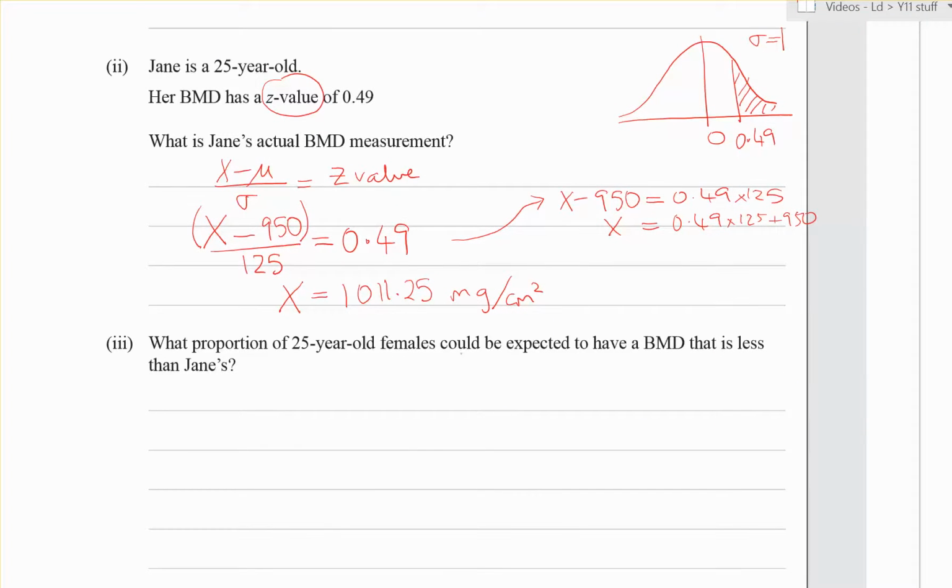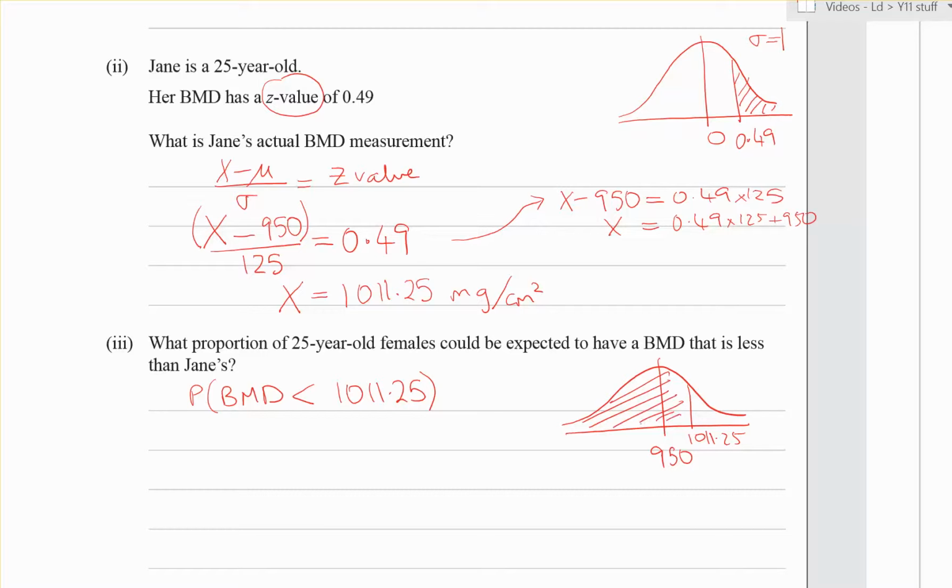Right, part 2. What proportion would be expected to have a BMD that is less than Jane's? Now, Jane's is the 1011.25, so we want the probability of having a BMD less than Jane's. Of course, this relies a wee bit on having the question above correct. I can see it's all this area there, so it's certainly more than 0.5.